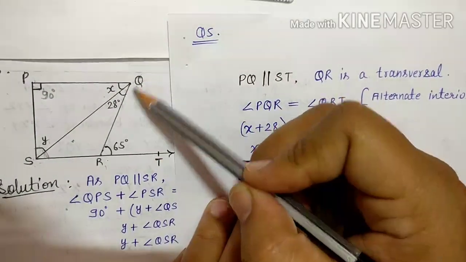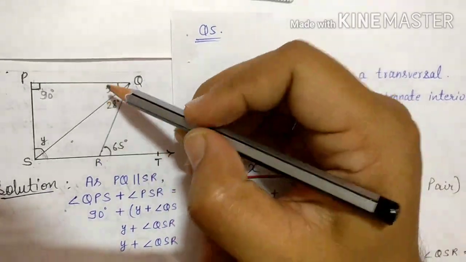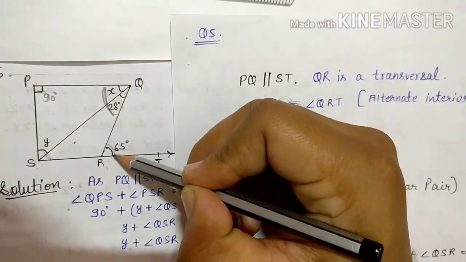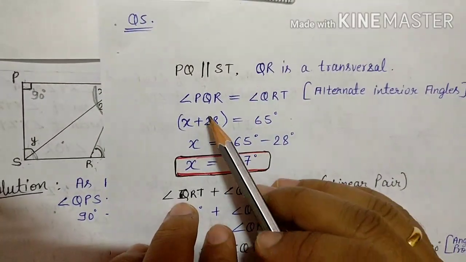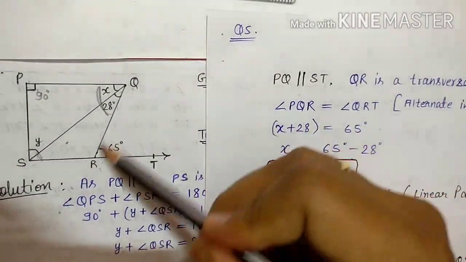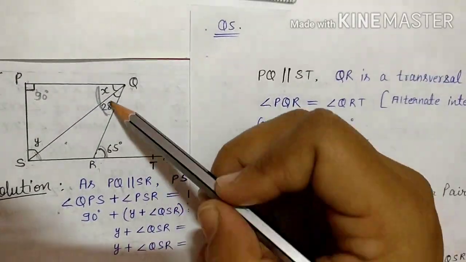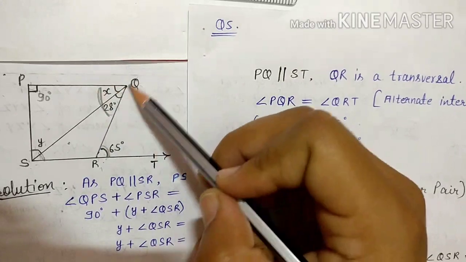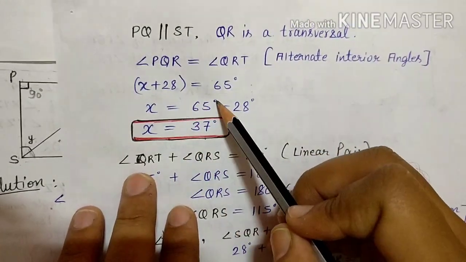Okay. And QR is working as a transversal now. So this angle plus this angle will be equal or not? Yes, we can say alternate interior angle. So I have written here angle PQR equals to angle QRT, alternate interior angle. In this way we can say that angle X plus angle 28, that is angle PQR, will be equals to how much? 65 degree. So angle X plus 28 equals to 65 degree.